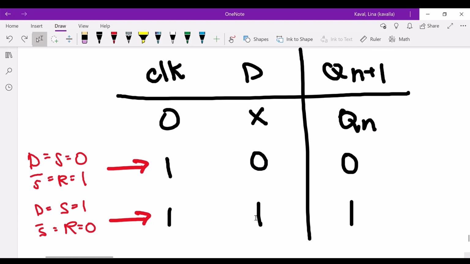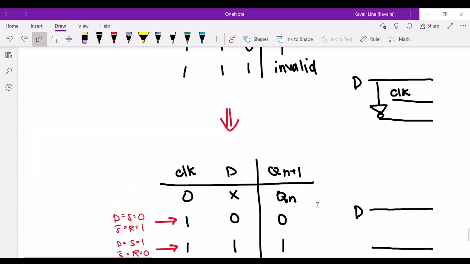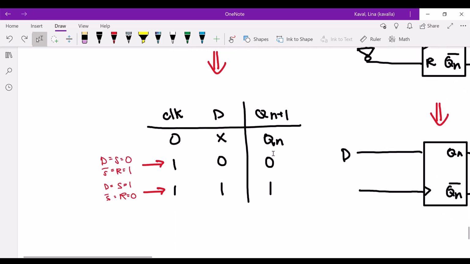So same thing for the next one. If we have a D value of 1, that means our S value is also going to be 1. And then our R value is just going to be the complement of S, which will be 0. And if we go back to our S-R truth table, 1, 0 gives us 1. So that's why we have 1 here.